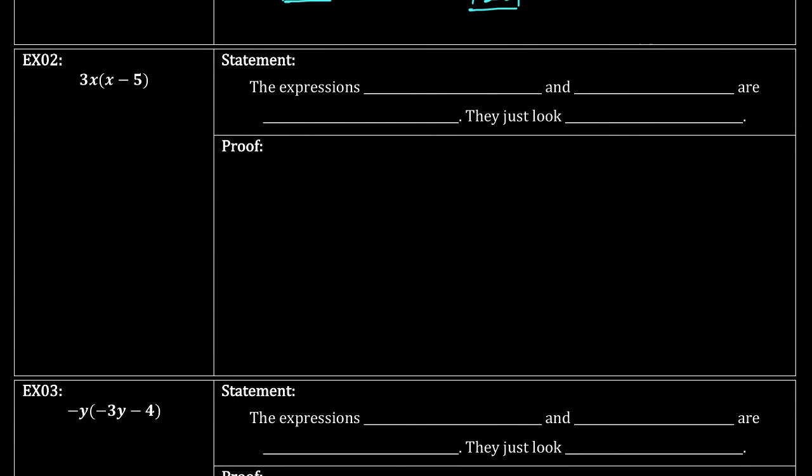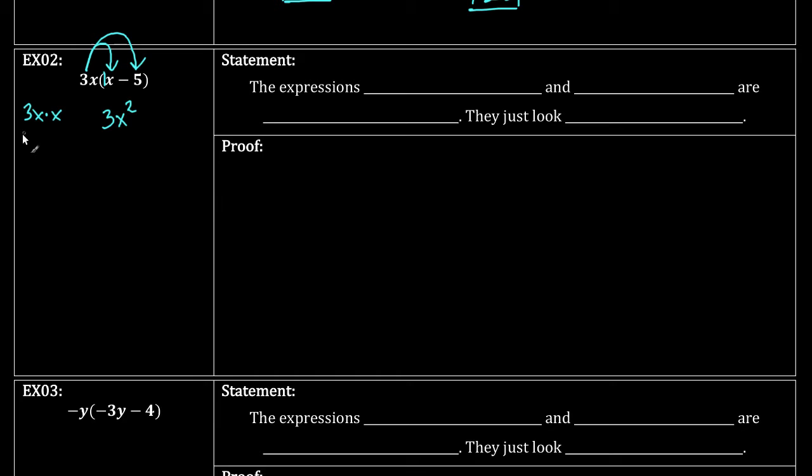All right, let's try it. We have 2 more. This problem reads 3x times (x minus 5). So 3x times x, and 3x times minus 5. So our first one is 3x times x. Remember, if you need the 1, we put the 1 there. 3 times 1 is 3. x times x is x squared.